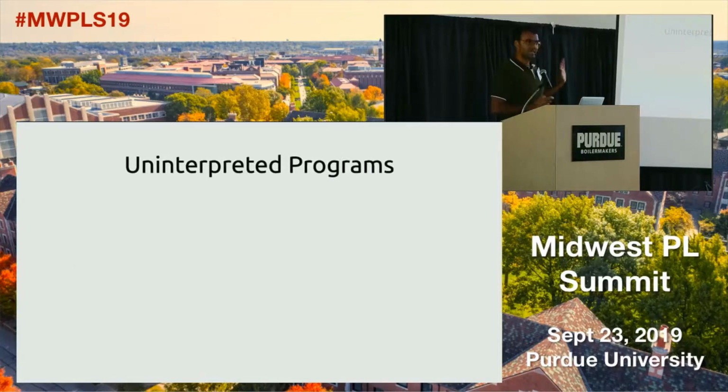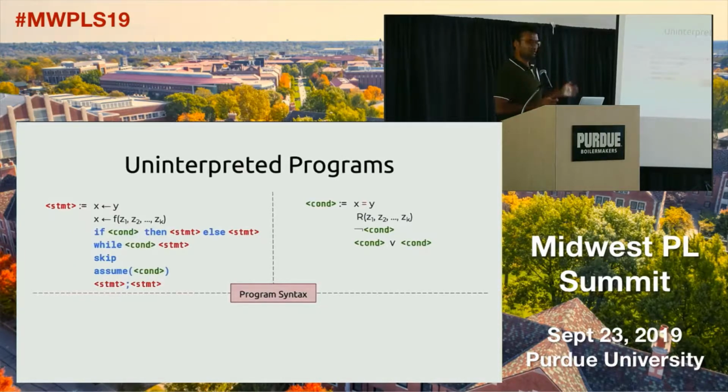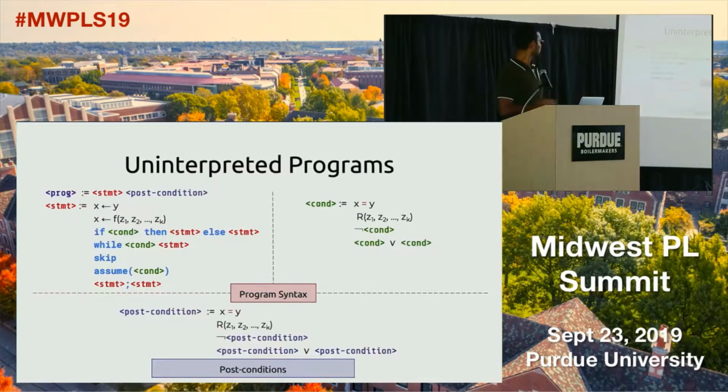Let's go back to uninterpreted programs. These are like any other sequential programs. You have assignments. So x is assigned y. You have x is assigned f of z1 through zk. So this f here is an uninterpreted function. And then you can have conditionals. You can have loops, etc. So conditionals here are Boolean combinations of equality atoms. So variable x is equal to variable y, or predicates like R is a relation, R of z1 through zk. So R again is an uninterpreted relation here. And you can write postconditions again as Boolean combinations of equality or uninterpreted predicates.